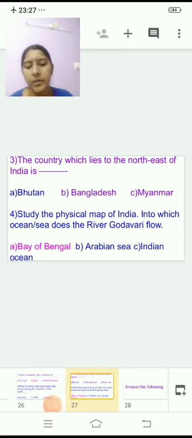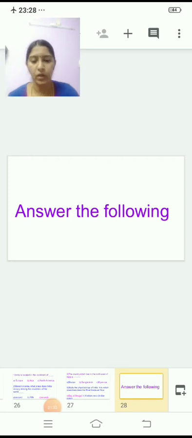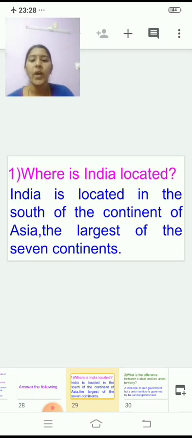The next one, we will see the answers to the following. The first question, where is India located? The answer is India is located in the south of the continent of Asia, and Asia is the largest of the 7 continents.